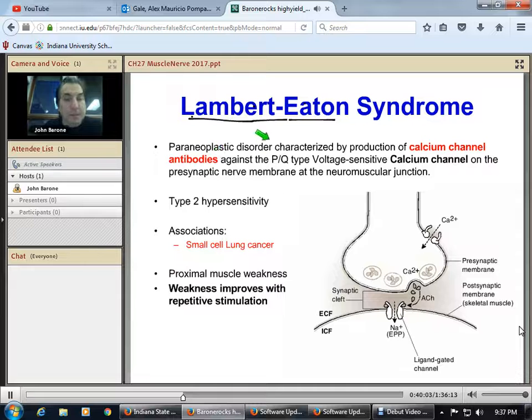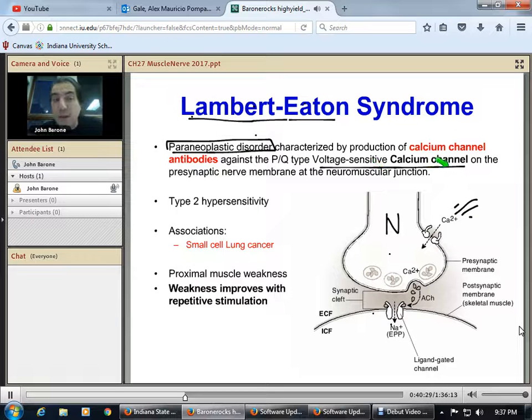So for instance, it's triggered not by the immune system, it's triggered by a tumor. It's a paraneoplastic syndrome where again you make antibodies, but not postsynaptic. No. Presynaptic. It's against the nerve. Presynaptic. It's the opposite. And it's not against a sodium channel, it's against a calcium channel. So you're going to make antibodies against the presynaptic calcium channel.